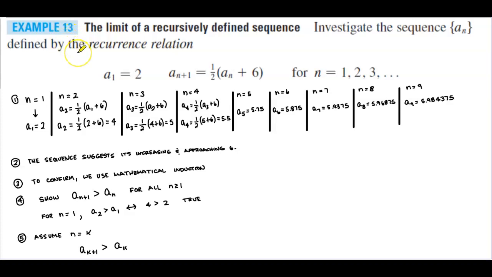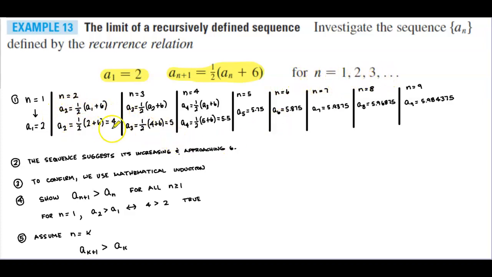Okay, for example number 13, we're going to be talking about the limit of a recursively defined sequence. We want to investigate the sequence {a subscript n} defined by the recurrence relation. We're given the first term a subscript 1 equals 2, and then the sequence formula is a subscript n plus 1 equals 1/2 times the quantity a subscript n plus 6, for n equal to 1, 2, 3, and so on.